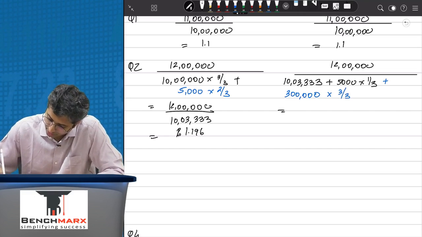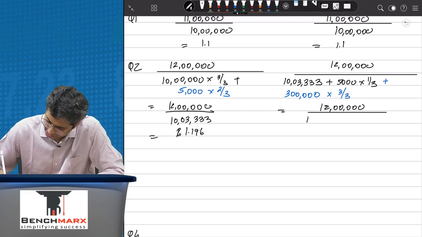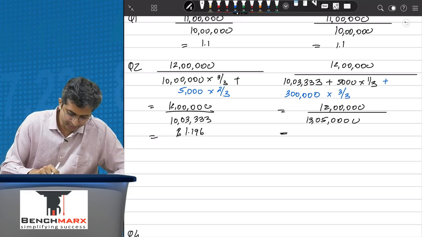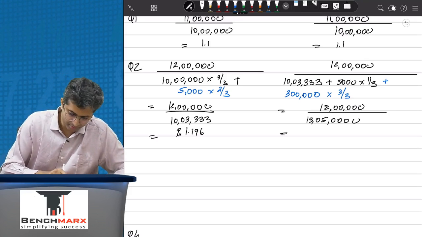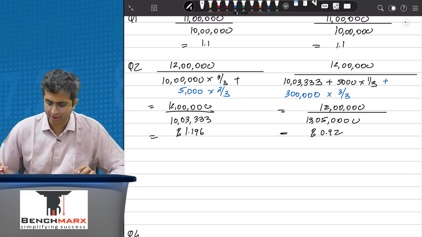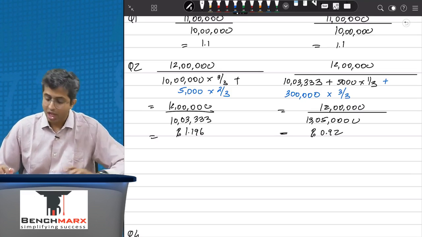So over here this will be 12 lakhs upon, if I take the total, this is I think 13 lakhs 5,000. 12 lakhs upon 13 lakh 5,000, and hence this is 12 upon 13 lakh 5, which is I guess rupees 0.919 or rupees 0.92 as a case maybe.